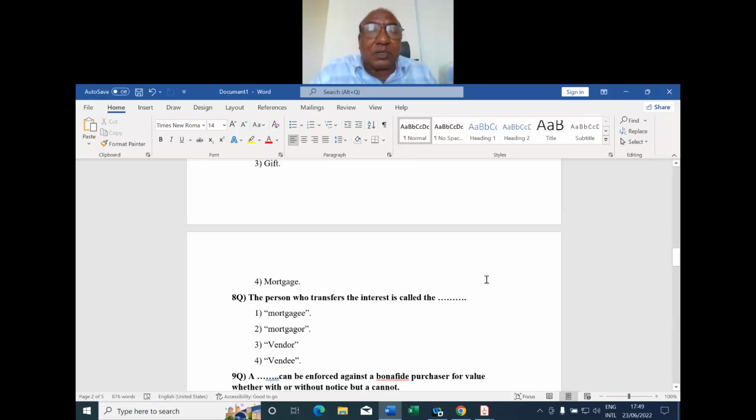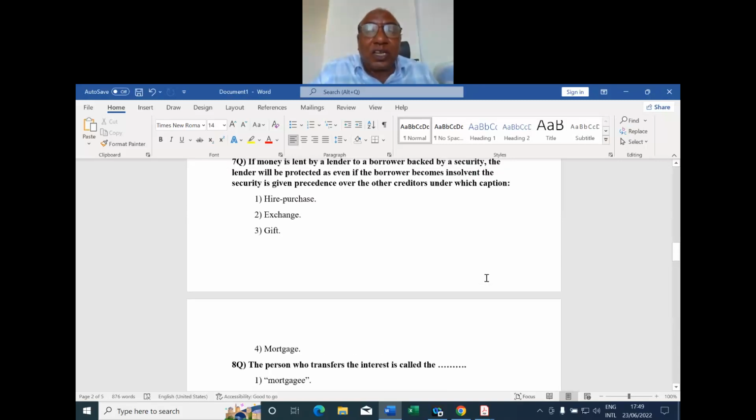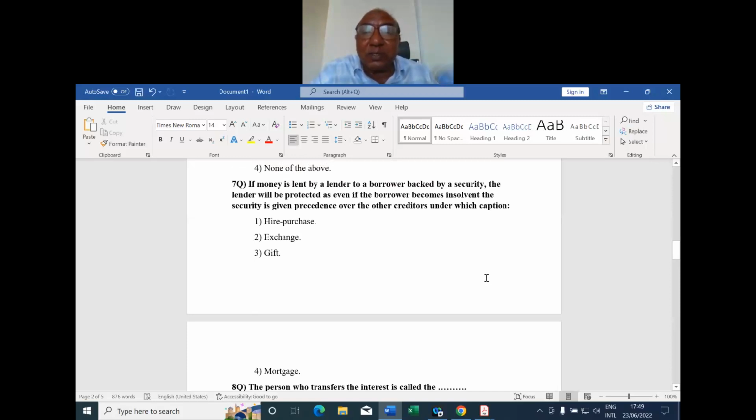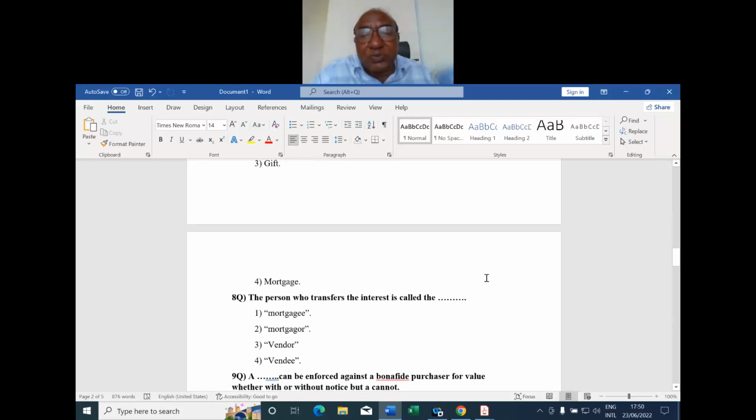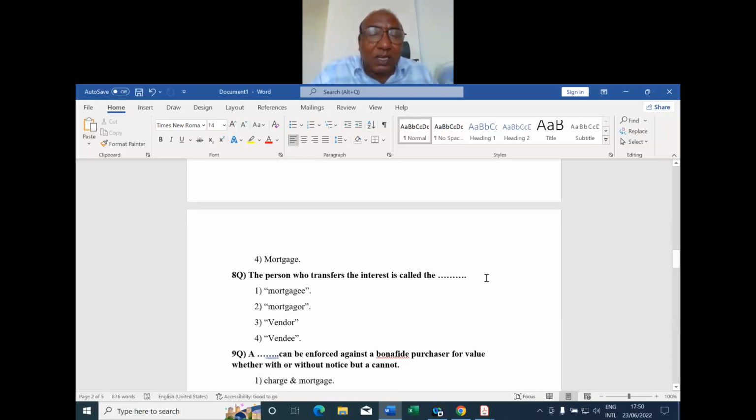Okay, now let us come to the next question. Here the mortgage is the right answer for the 7th question, because a person who transfers the interest is called the mortgager. He transferred the interest, but he did not transfer the ownership. The 8th question: the person who transferred the interest only, but not the ownership, is called the mortgager, and the person who receives the property is called a mortgagee.